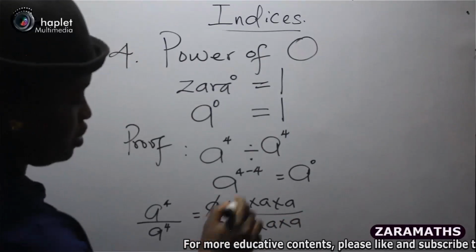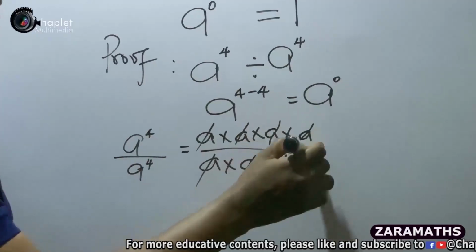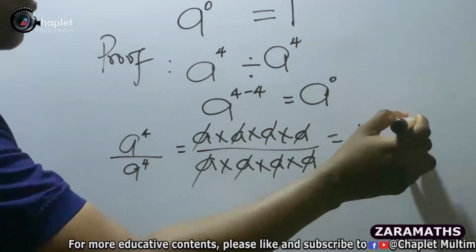A we cancel a, we cancel a, to give us 1. We are left with 1 over 1 to give us 1.